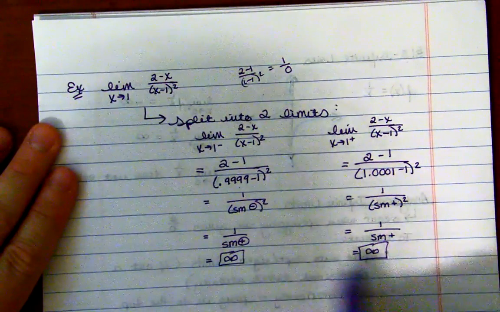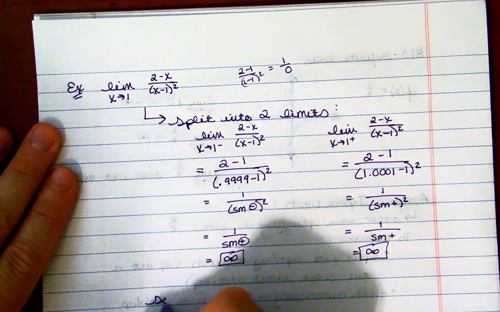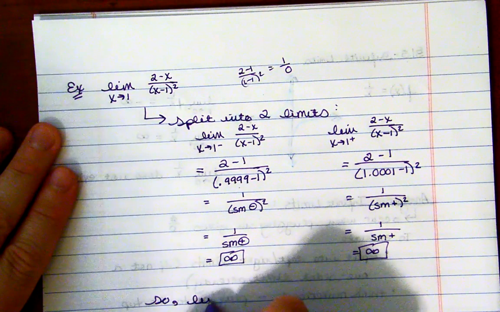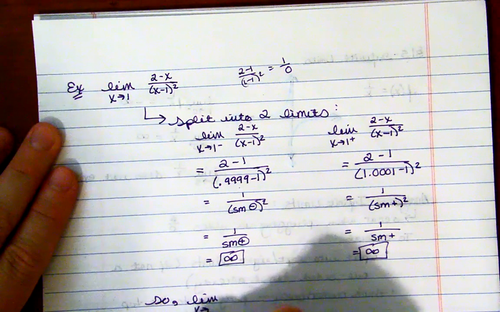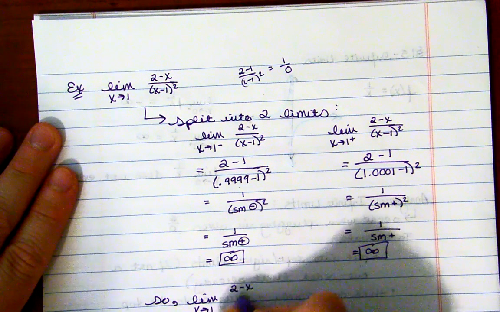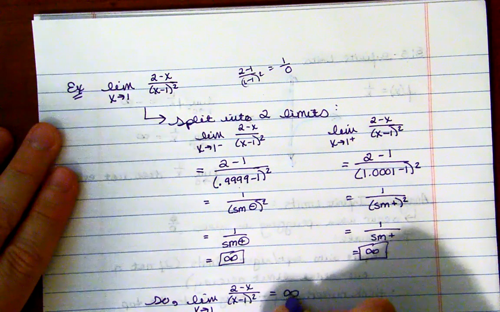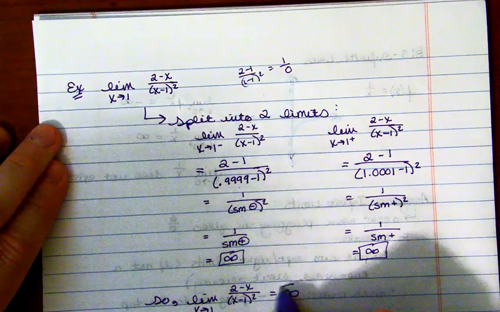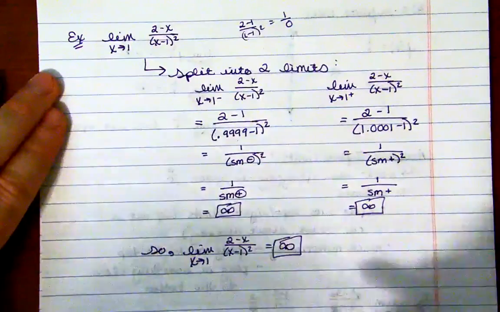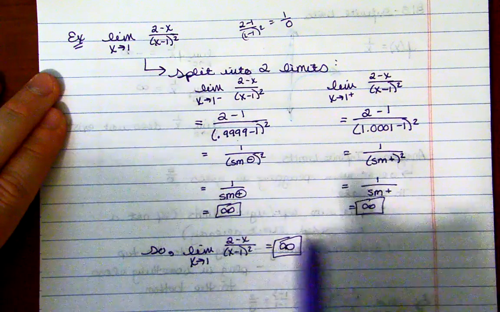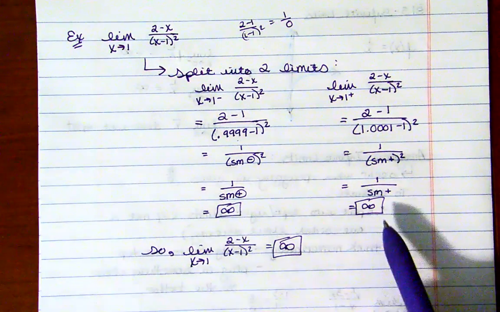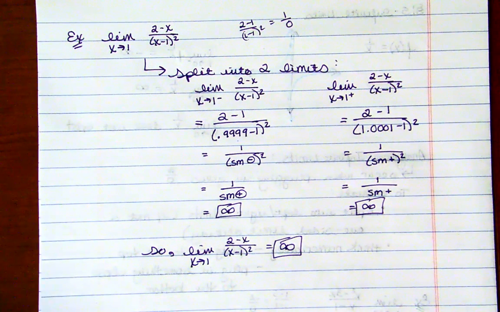Well, because both of these agree, we can say that the limit as x approaches 1 of 2 minus x over x minus 1 squared is going to equal infinity. The only reason we can say that is because both of these things agreed. If one was infinity and one was negative infinity, we'd have to say that our answer is does not exist.